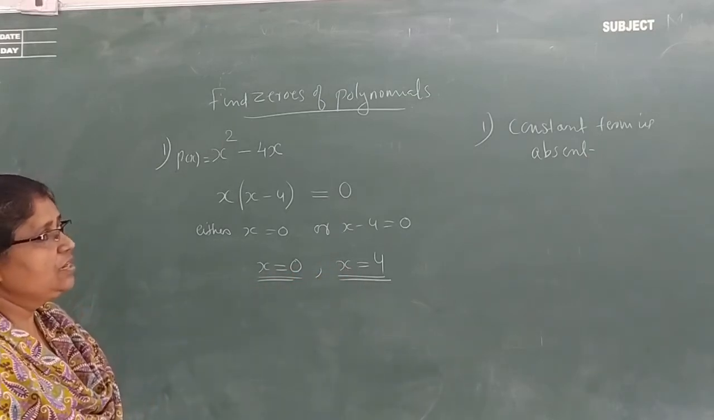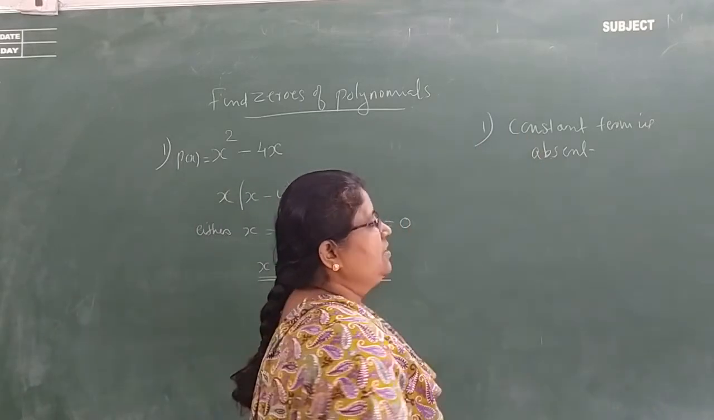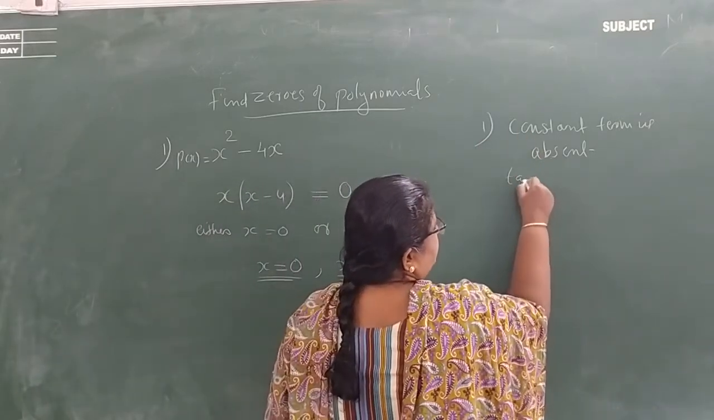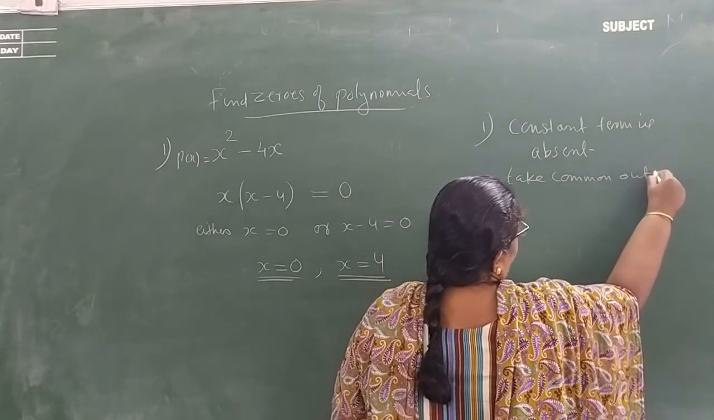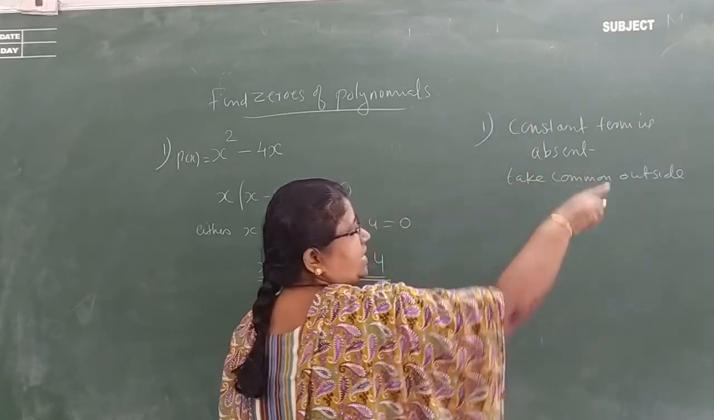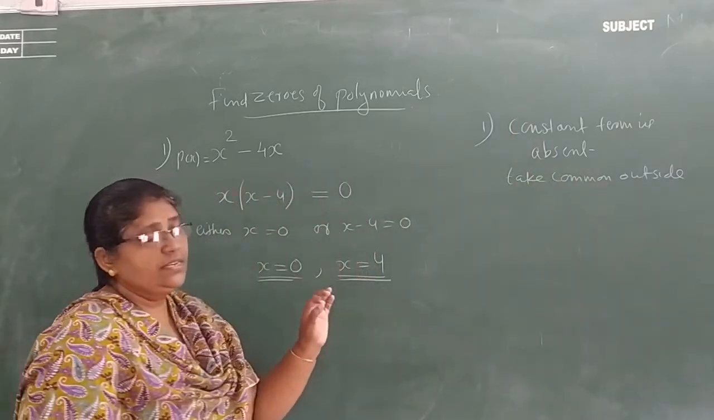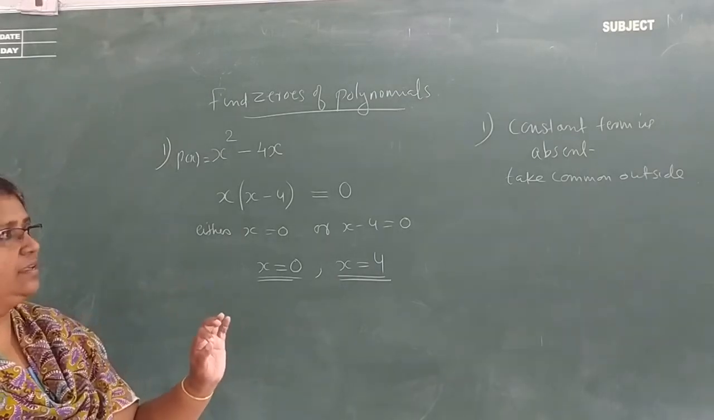Understood? Simple thing. When the constant term is absent, what you have to do? Take common outside. Write this one, okay? This you write on the side. When constant term is absent, take common outside. Then you do.